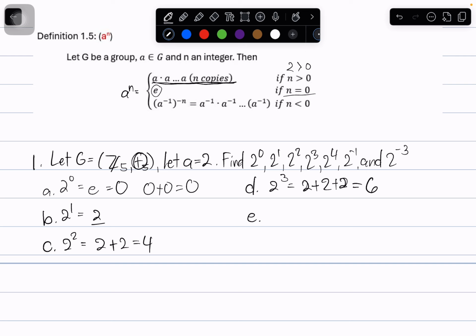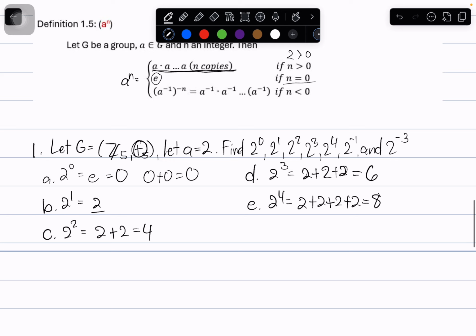Okay, now, for 2 raised to 4, again, we will do n copies. So we're going to have 2 plus 2 plus 2 plus 2. That's where we will get 8. But in normal algebra, we know that 2 raised to 4 is equal to 16. But we are not doing normal algebra.